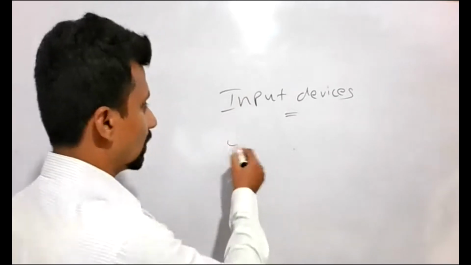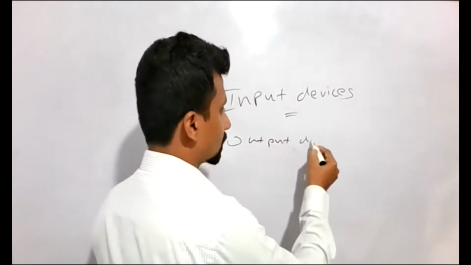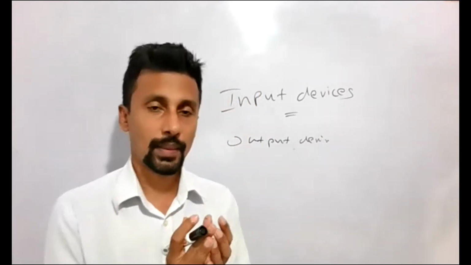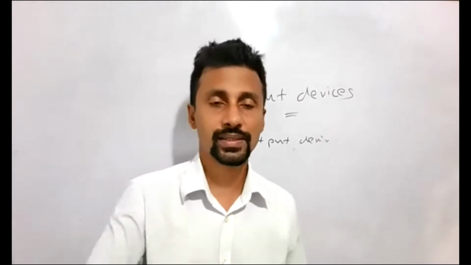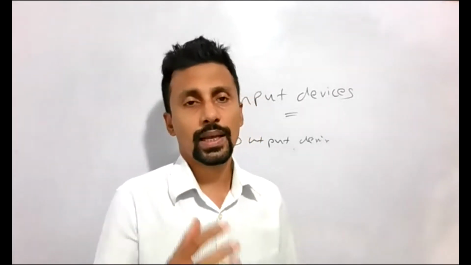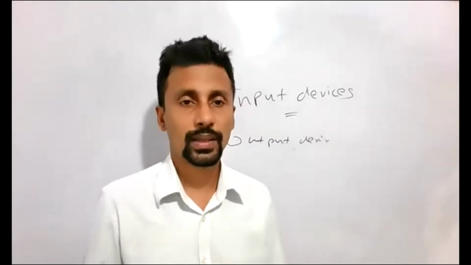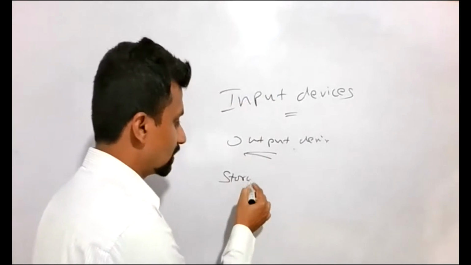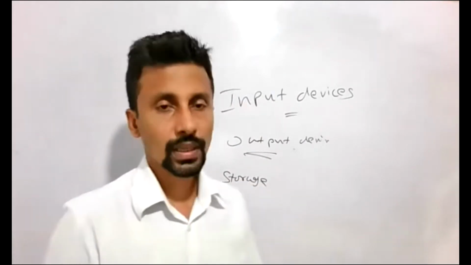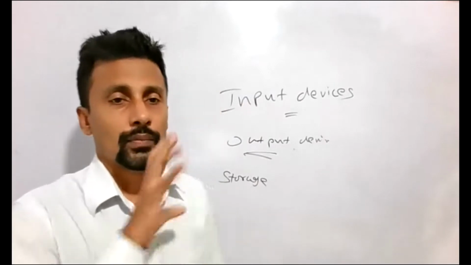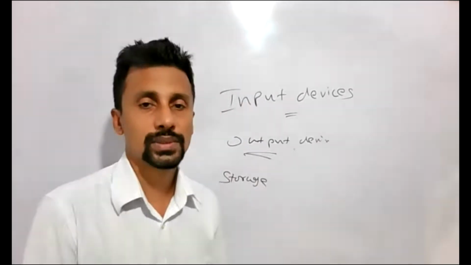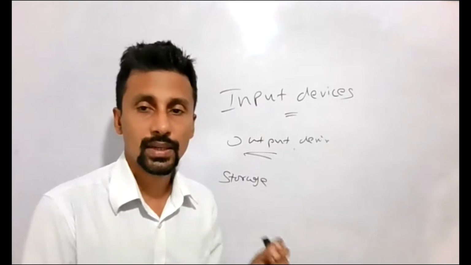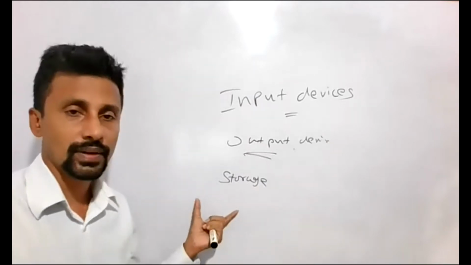So we have output devices also. Output devices mean what we get out of the computer. As an example, we have some documents here, so we can take them out through the printer. That is called an output device. Then there's something called storage. Storage means you can keep your data for further use. Pen drive, hard disk, CDs and all that. Those are called storage devices, right?